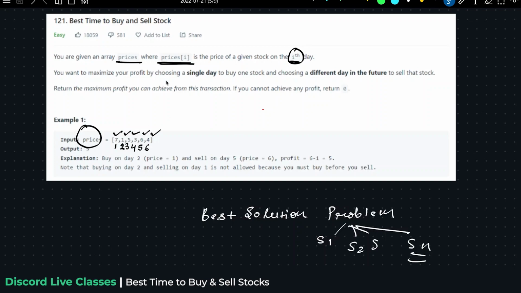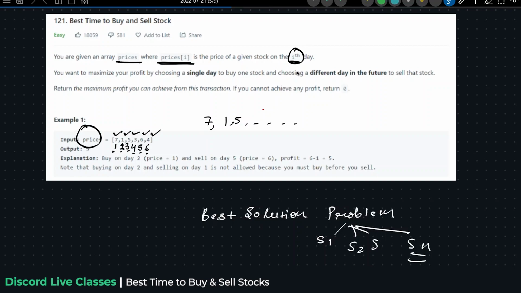I'm repeating the question again. You are given an array prices where prices[i] is the price of a given stock on the ith day. The ith day is nothing but the index, like 1, 2, 3, 4, 5, 6. These are the days. The first day the price of the stock is 7. The second day the price of the stock is 1. The price of the stock on the third day is 5, and so on. So the index represents the day, and the value present at that particular index is the price of the stock.